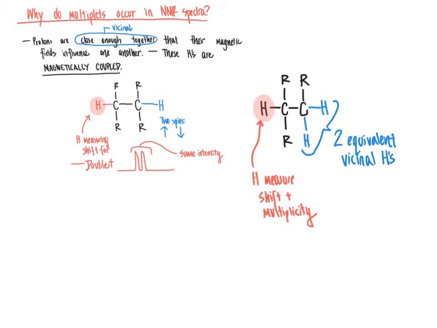They are going to give the exact same chemical shift, in other words, for these 2 hydrogens there. So if we have 2 equivalent vicinal hydrogens, we can think about what the combinations are of their spin states. So if we have 2 vicinal hydrogens, each of those have their own set of spin states.